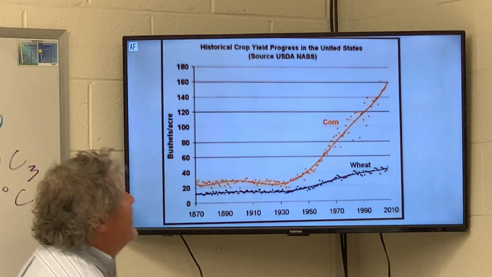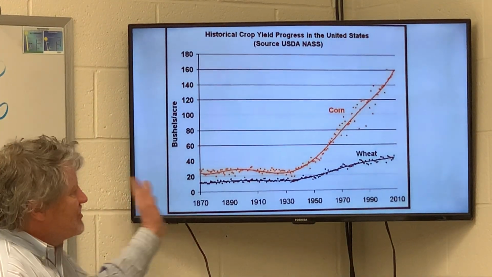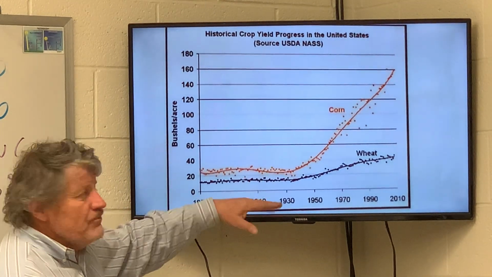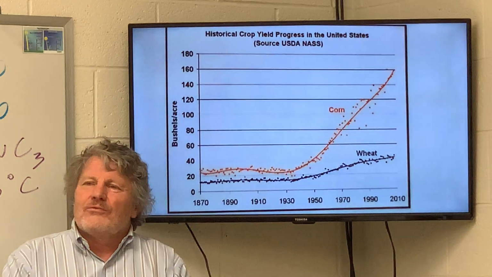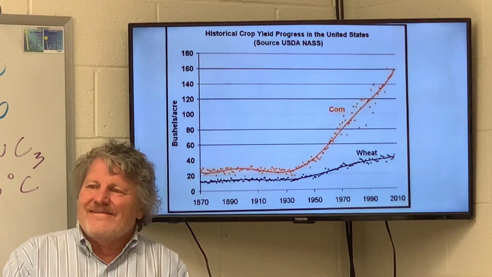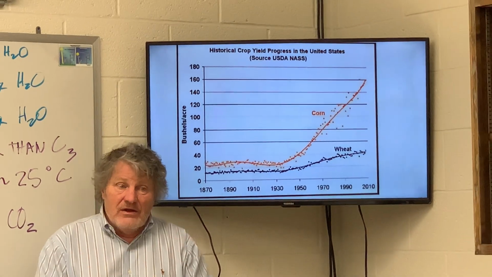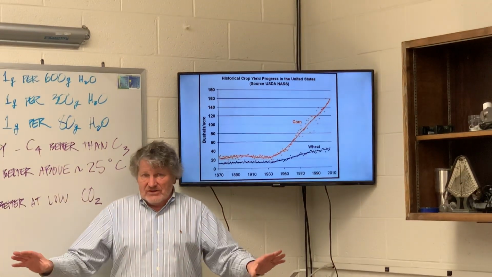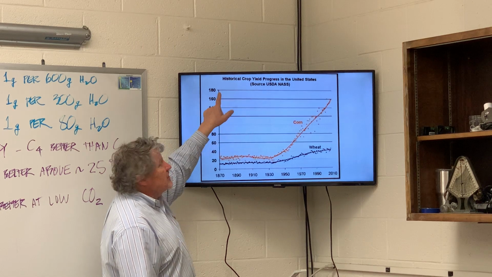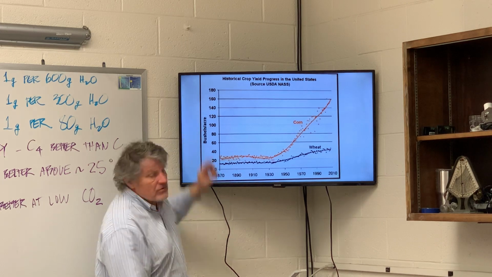Here is corn and wheat historical yield from 1870 to now, and right after World War II, what did we get that made yields go up so fast? Fertilizer. We got Haber-Bosch nitrogen fertilizer, and then the genetics. Lots of attention to genetics. So boom, yields went up. Corn, this is not records, this is typical: 160 bushels per acre of corn.